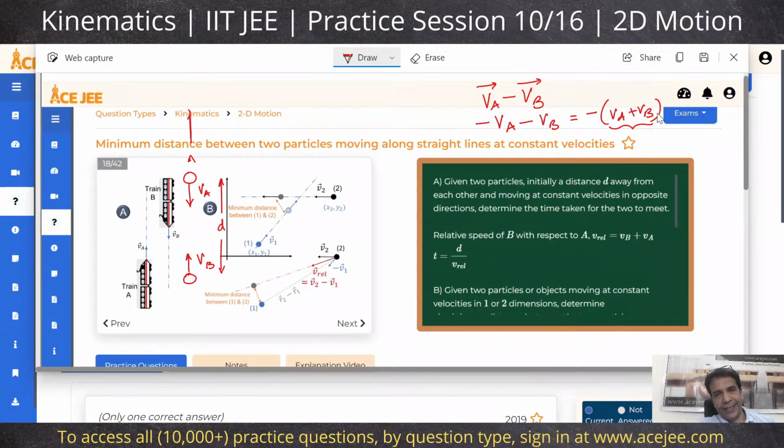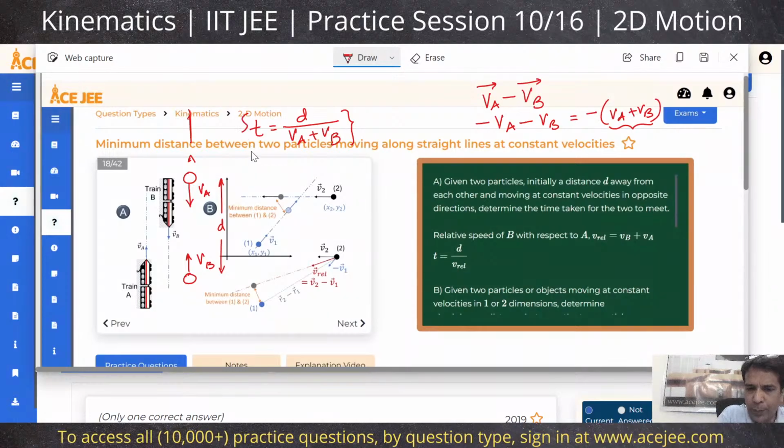So let's say if you were the B particle, what will you say the time it will take for A to reach you, right? Simply distance d divided by the velocity that you are seeing it, VA plus VB. Yes? Correct, Peter? Yes, sir. The time would simply be d divided by VA plus VB.